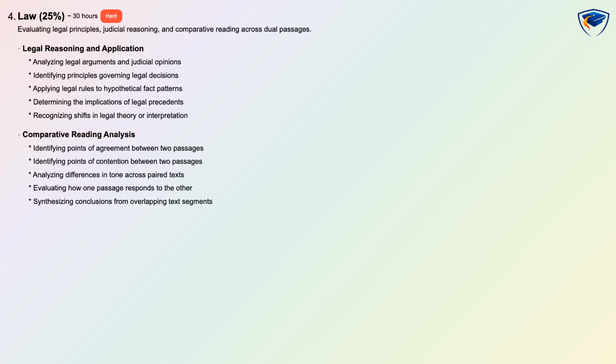Law covers 25% and focuses on evaluating legal principles, judicial reasoning, and paired passage comparative reading. Difficulty is hard with scenario-based assessment and an estimated 30 hours of study time. You will develop legal reasoning and application skills such as analyzing legal arguments and judicial opinions, identifying principles that govern legal decisions, applying rules to hypothetical fact patterns, determining the implications of precedent, and recognizing shifts in legal theory or interpretation.